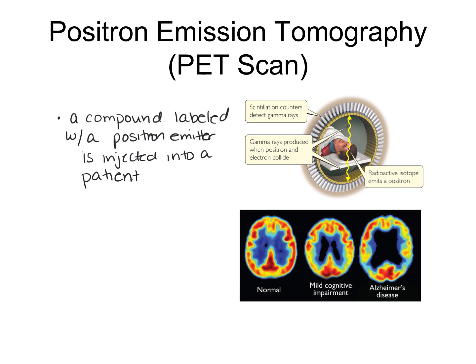Labeled glucose a lot of times is used to study the brain, and I find this image to be fascinating. Here's a normal brain, here's a brain with mild cognitive impairment, and then here's a brain with Alzheimer's disease.